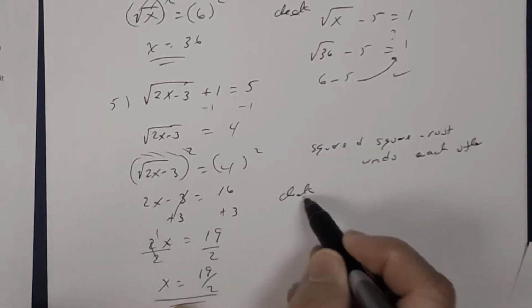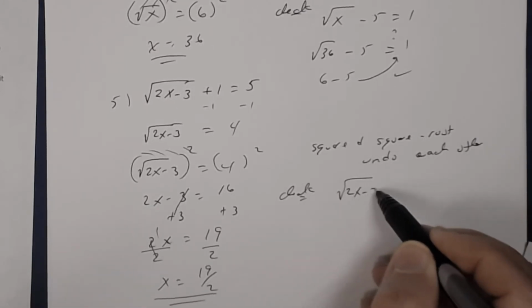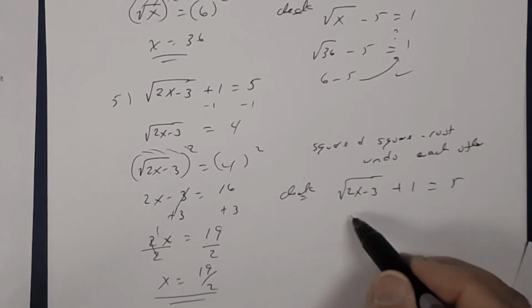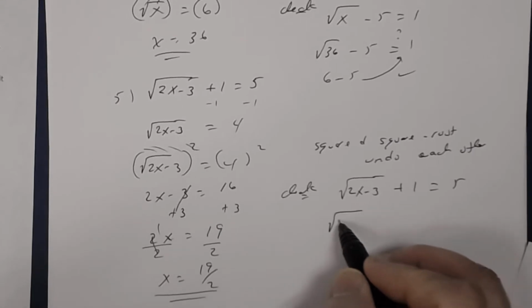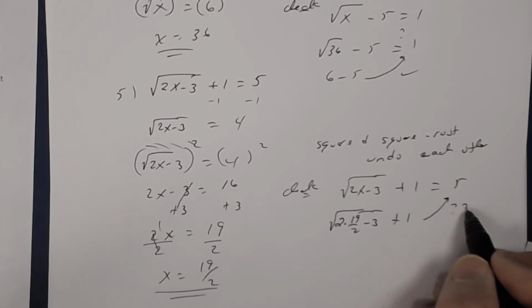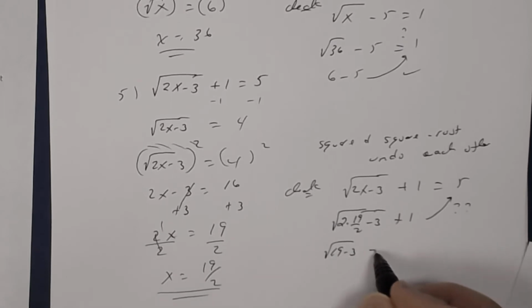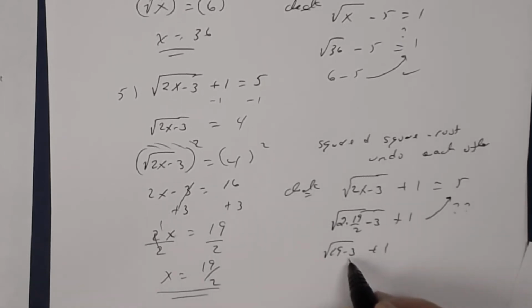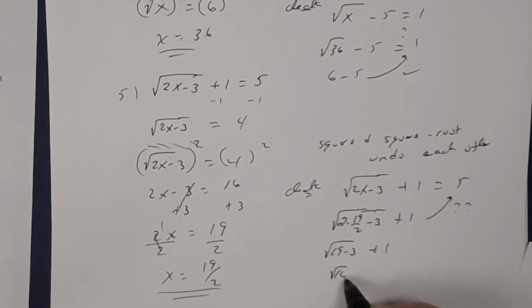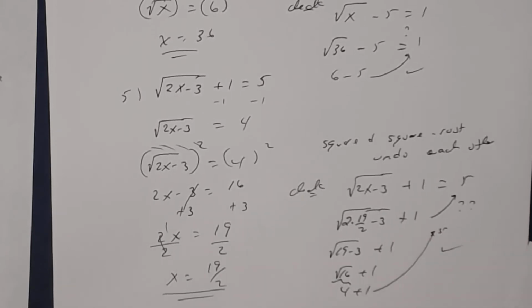So let's check. I'm going to write the original problem over. All right, and where we see the variable x, I'm going to substitute 19 halves. Okay, so I'll get the square root of 2 times 19 halves minus 3, plus 1, and I want to see if that's going to equal 5. Well, what is 2 times 19 halves? Well, the 2's divide out, so you're left with 19, right? So I get the square root of 19 minus 3, plus 1. What's 19 minus 3? 19 minus 3 is 16. And what's the square root of 16? Square root of 16 is 4, and is 4 plus 1 equal to 5? Yes, it is. Okay? So 19 halves is the solution.